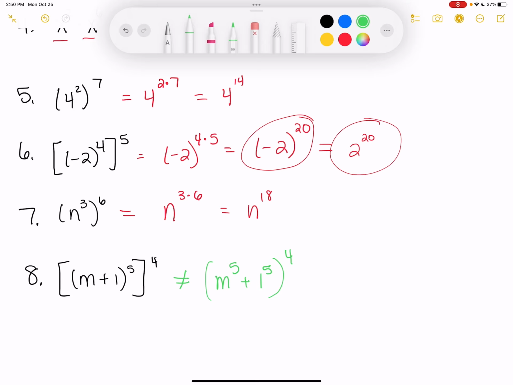So again, I'm just warning you, don't do it. I'm getting rid of it because it's a mistake that is commonly made, and I just don't want you guys to make it. Okay, so we're going to treat m plus 1 just like we treated n in the last one. We're going to leave it all as one piece. So m plus 1 raised to the 5 times 4, which is m plus 1 raised to the 20th.